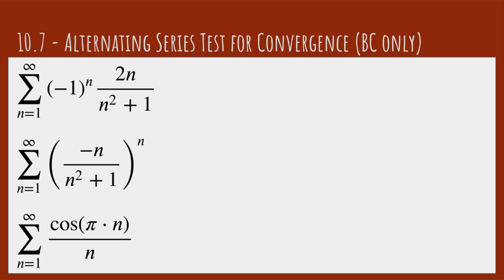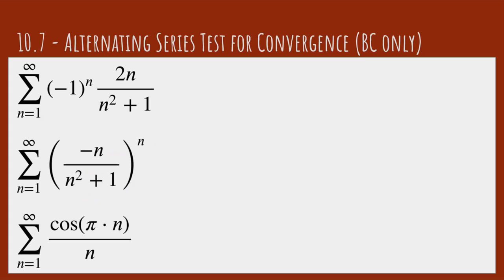In the second example here, that negative 1 is essentially multiplied into the meat of it. So this negative here is going to mean that this is always negative. But then when we raise that to a power, a negative to an even power is going to be positive, and a negative to an odd power is going to be negative. So again, we get that alternating form.